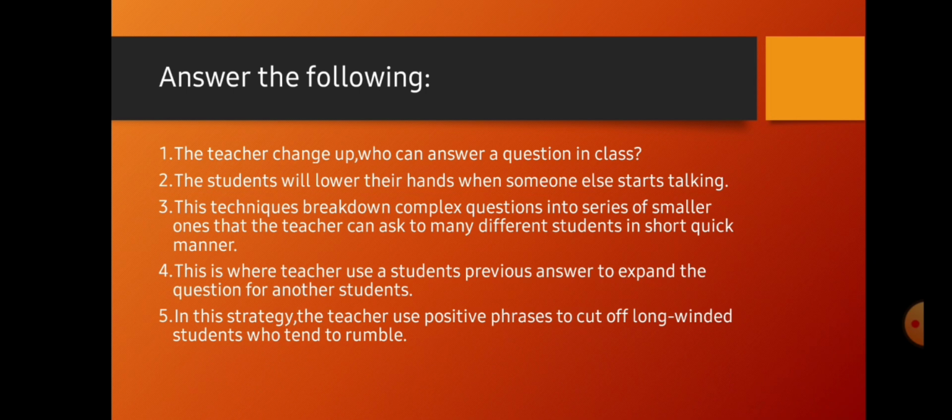Okay, number 1, mixed modes, wherein the teacher changes up who can answer a question. Number 2, bright hands. Lower the hands when someone else is answering. Number 3, unbundled and scatter, breaking complex questions into simple form. Number 4, follow on, using a previous answer to expand the question for another. Lastly, number 5, cut off rally killer. Use positive phrases to cut off long-winded students who tend to ramble.